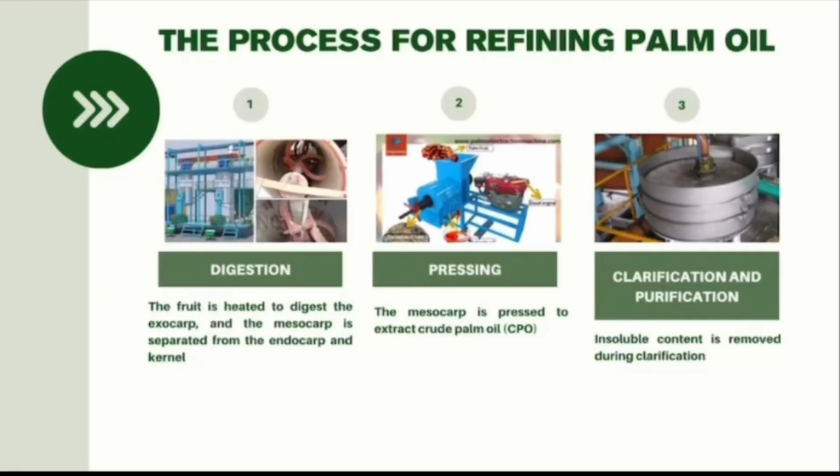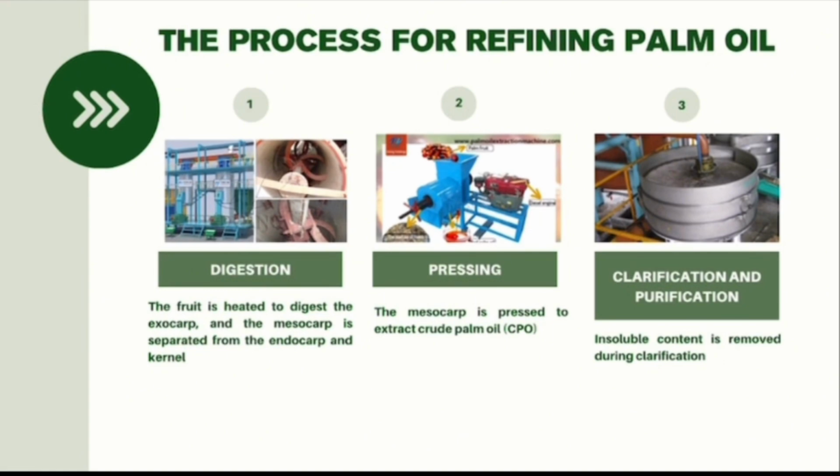oil. Process for refining palm oil. Number 1. Digestion. Digestion is where the fruit is heated to digest the exocarp, and the mesocarp is separated from the endocarp and kernel. Number 2. Pressing. The mesocarp is pressed to extract crude palm oil, CPO. Number 3. Clarification and purification.